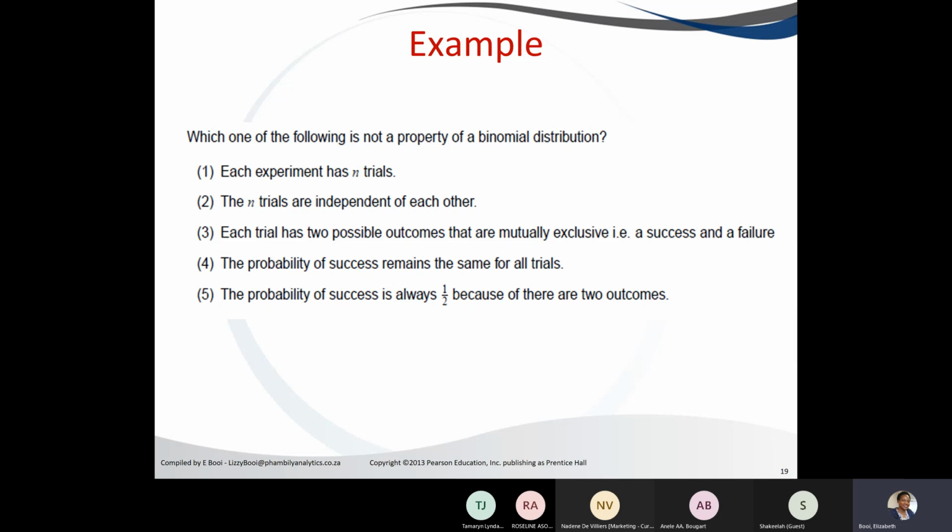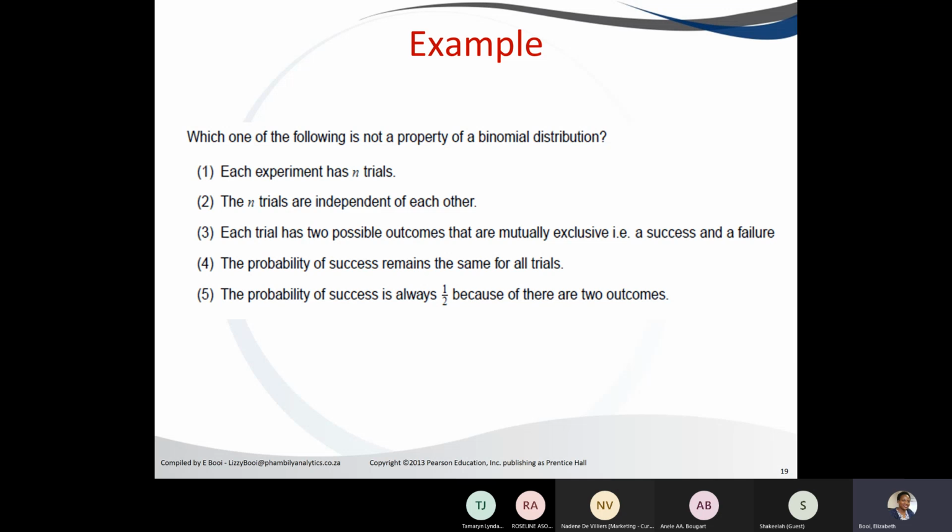So we said an experiment must occur from a trial. Experiments or trials must be independent. Events must be mutually exclusive but collectively exhaustive. There should be two possible outcomes, a success and a failure, which are mutually exclusive. Then the other one: since there are only two outcomes, the probability of either one happening will always be a 50-50 split, which will always be 0.5.